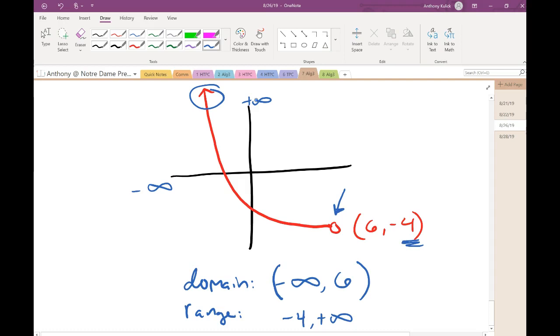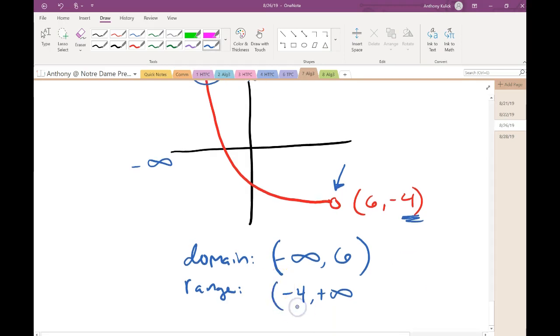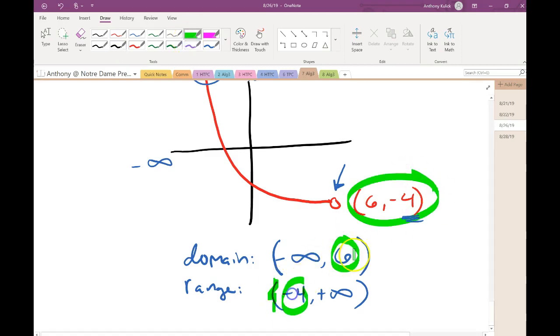For the -4, bracket or parenthesis? Parenthesis. For the positive infinity? Parenthesis. So again, the part that is concerning the 6 and the 4, notice that the bracket and parentheses match up, right?